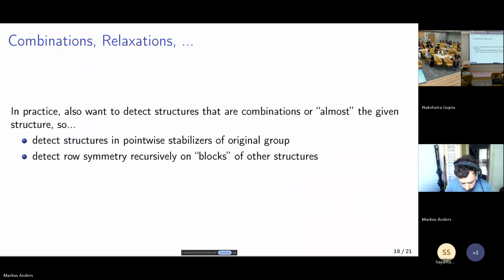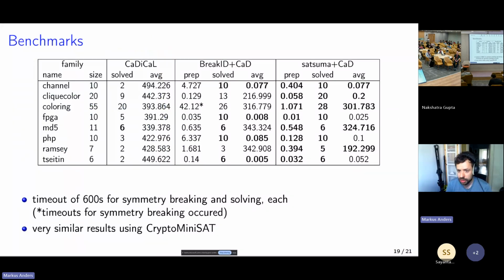Anyway, of course, my talk is about a practical tool, so I should end by showing some benchmarks, and I will do so. What do these benchmarks do? Well, we compare BreakIt to Satsuma, and we do so using the SAT solver CaDiCaL. This first column shows the performance of CaDiCaL on some benchmark families, then BreakIt and CaDiCaL, so when using BreakIt as a preprocessor to CaDiCaL, and the last column shows Satsuma and CaDiCaL, and we've split this up into the preprocessing time and the SAT solving time.